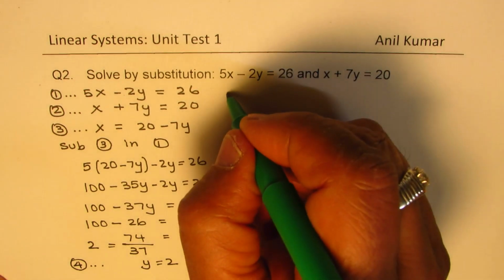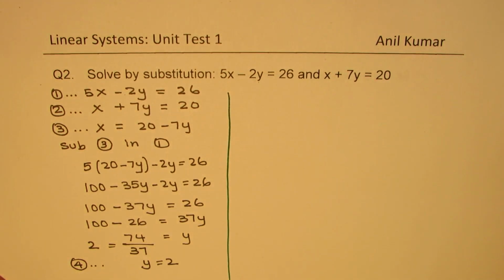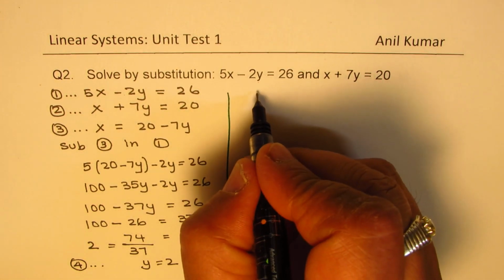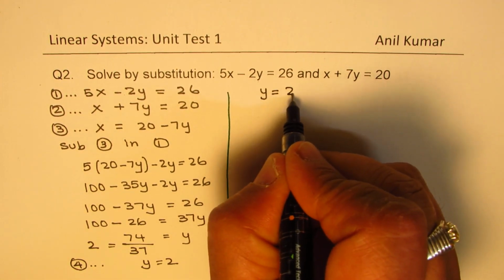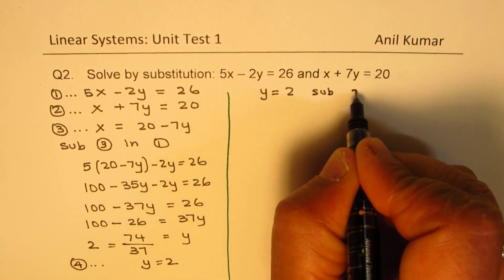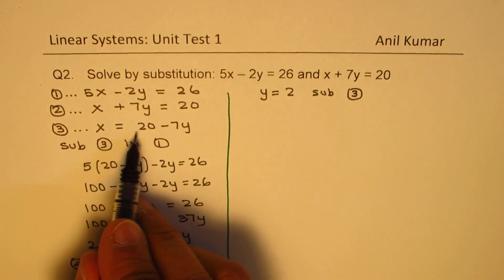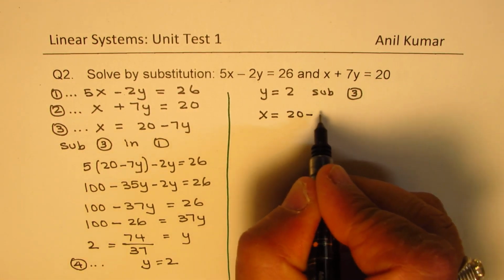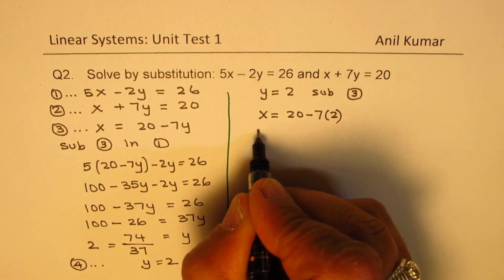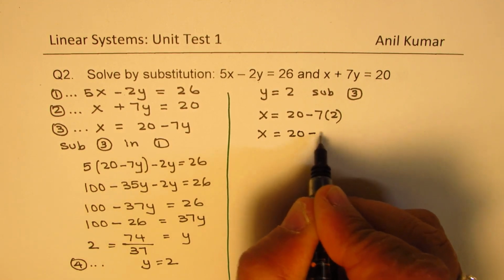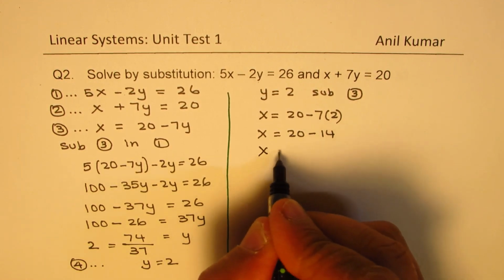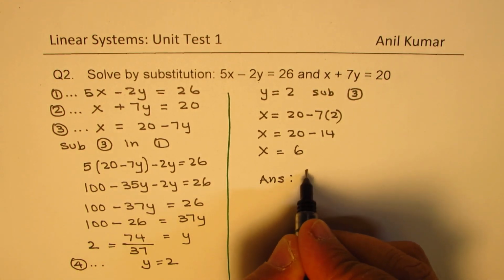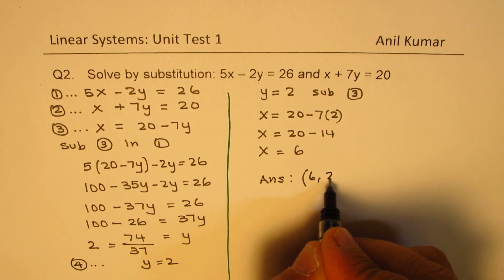Now let's find the value of x by substituting the value of y in our first equation, rather third equation, right? So we know y equals 2. We'll sub this in equation 3, which is x equals 20 minus 7y. So x will be equal to 20 minus 7 times 2. So x is equal to 20 minus 14. So the value of x is 6. So our answer is the coordinate point 6 and y value of 2.